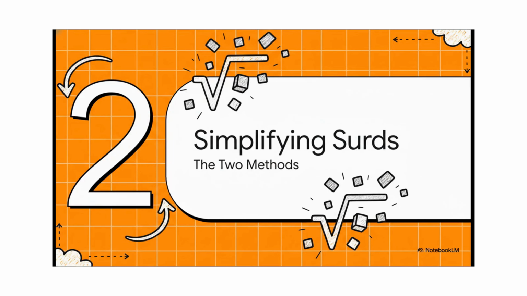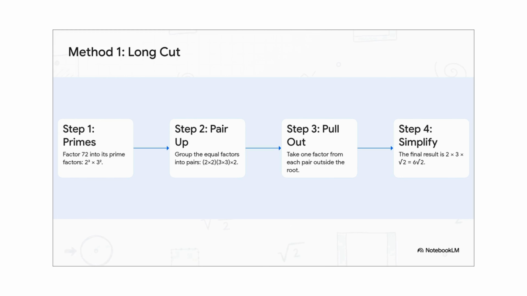Okay, so that little box analogy, it's the whole idea behind the two main methods we're going to use to simplify any surd out there. Let's break them down. All right, method 1, we call this the long cut. And yeah, it takes a few more steps, but it is absolutely foolproof. You can't go wrong with this one.